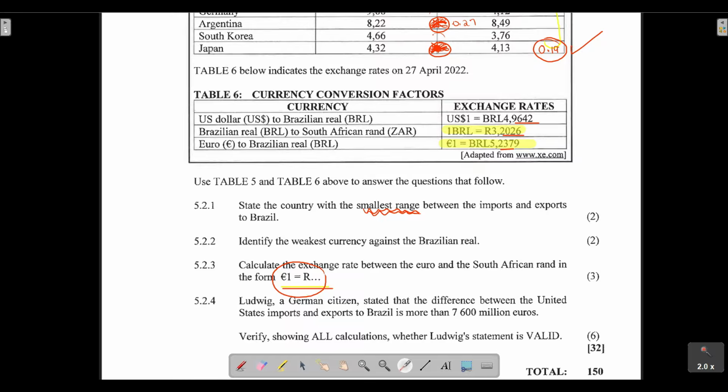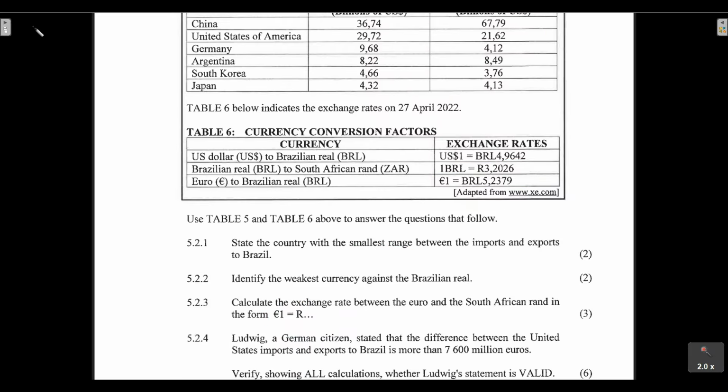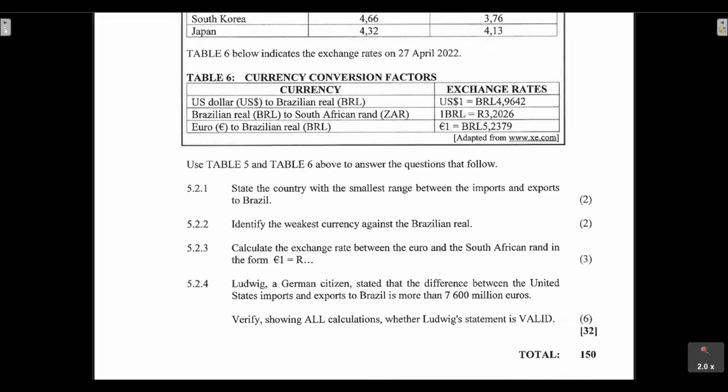Okay, so I'm just gonna erase everything that we have on this page so that we basically focus our attention on what the question is basically asking us. Okay, so Ludwig is a German citizen, right? So we can basically say that he states that the difference between the United States imports and exports to Brazil is more than 7,600 million euros.